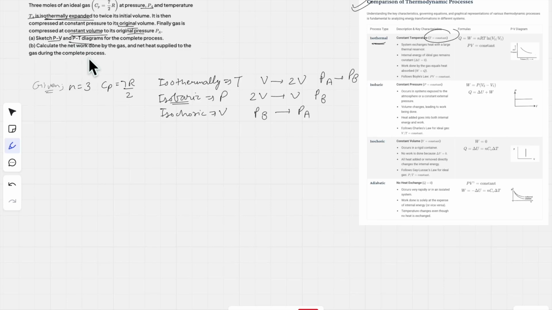So these PV and PT diagrams are very common. They will give you 4 options and they will ask you which of the 4 options gives the PV and PT diagram for this question. So listen to it carefully, how to draw this. So let me start with the PV diagram.